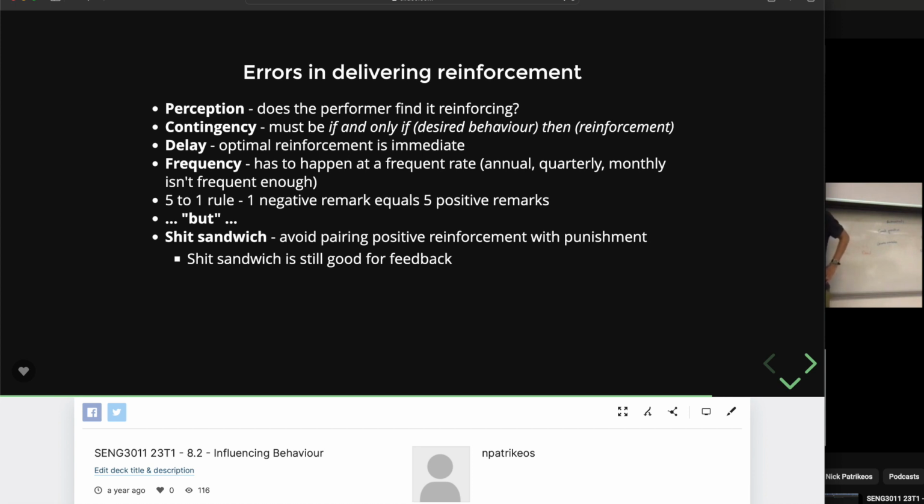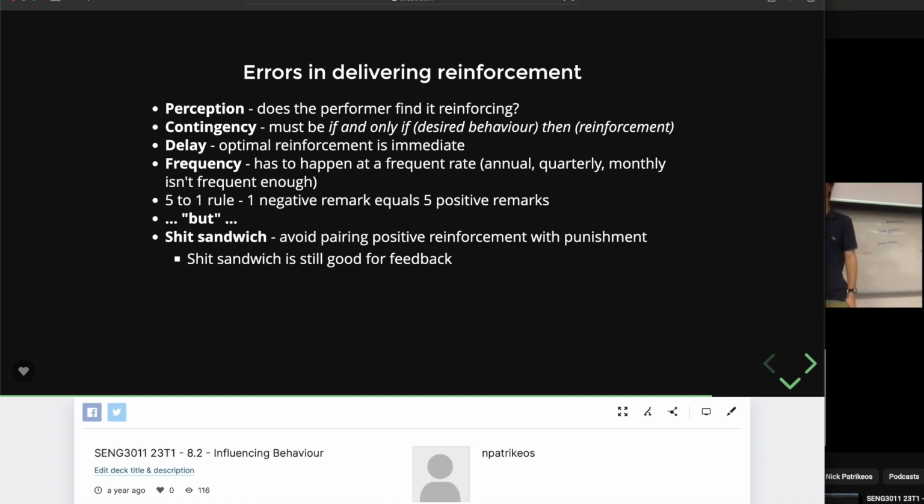Similarly, the shit sandwich for punishment doesn't work. Feedback again is different, because that helps put into context what feedback is being received. The shit sandwich is pretty good for that. But avoid pairing positive reinforcement with punishment.